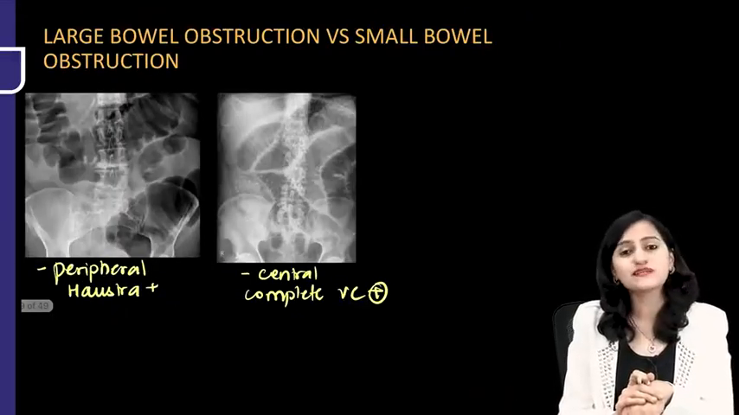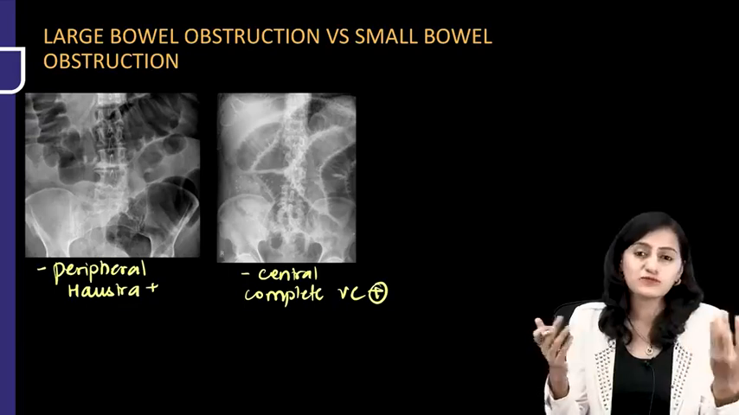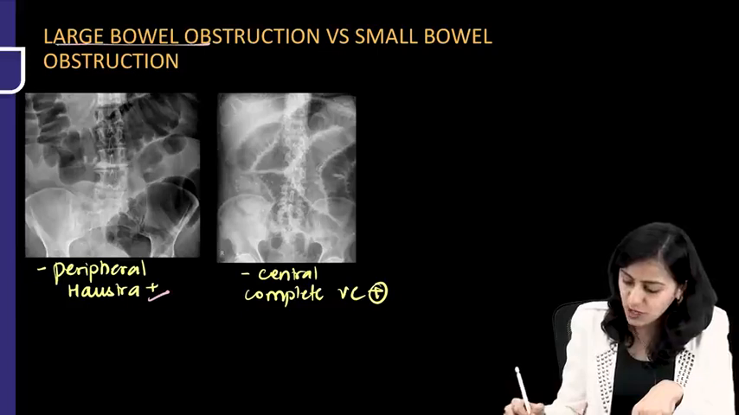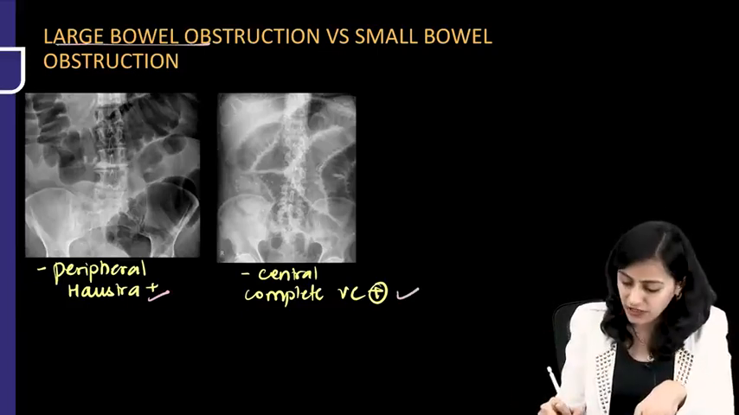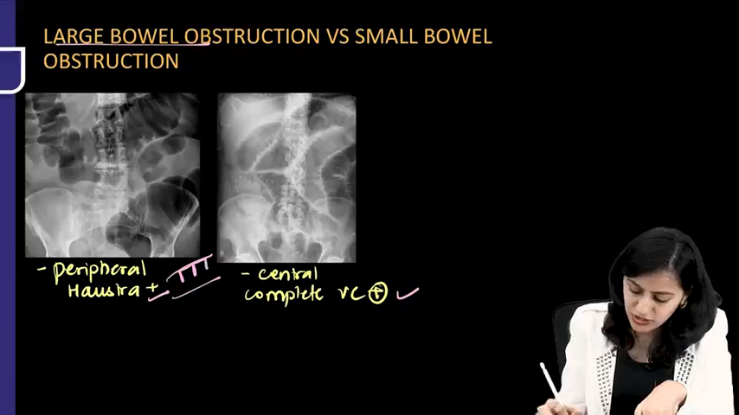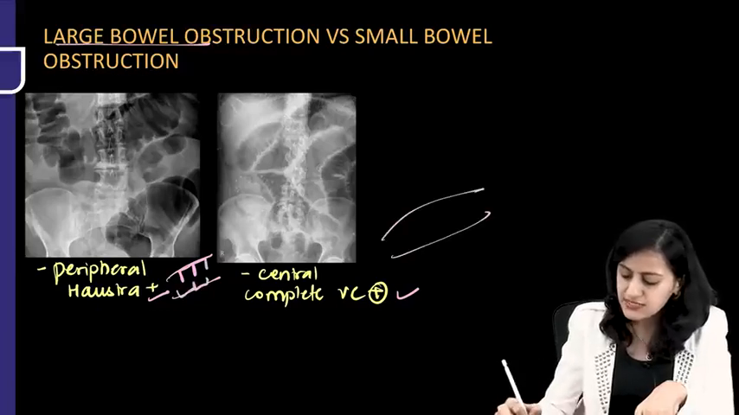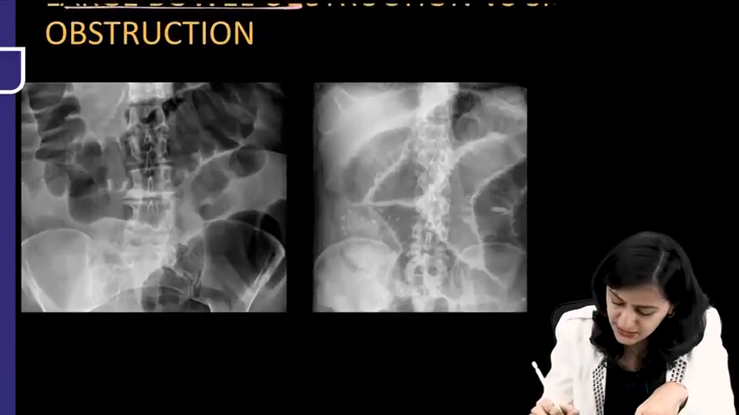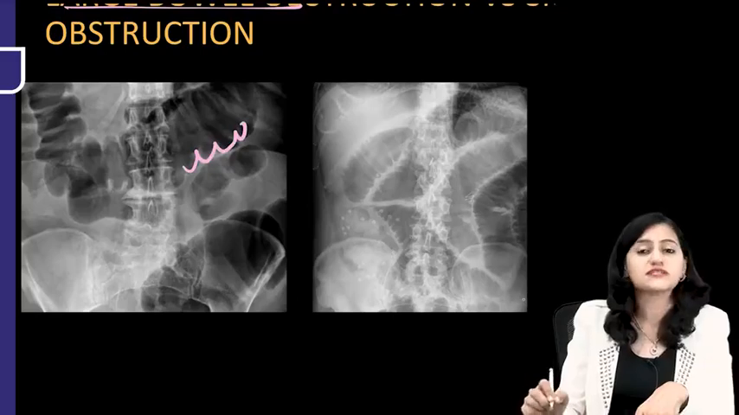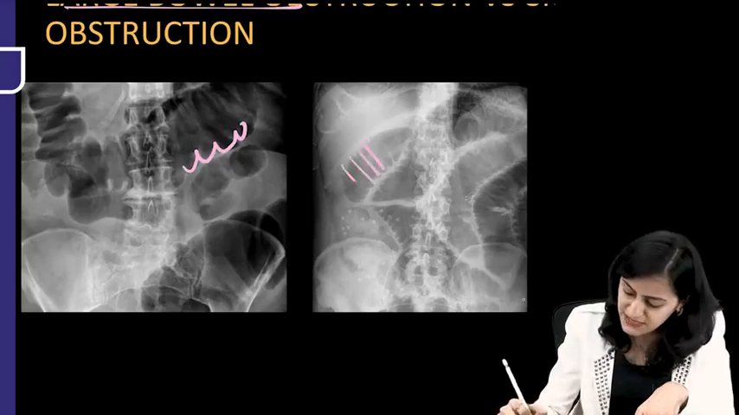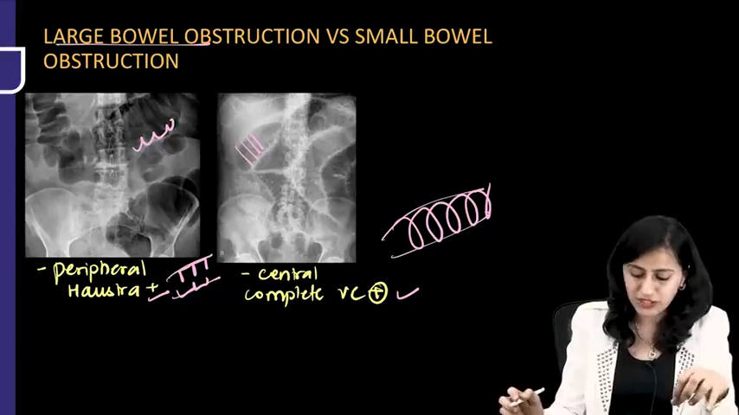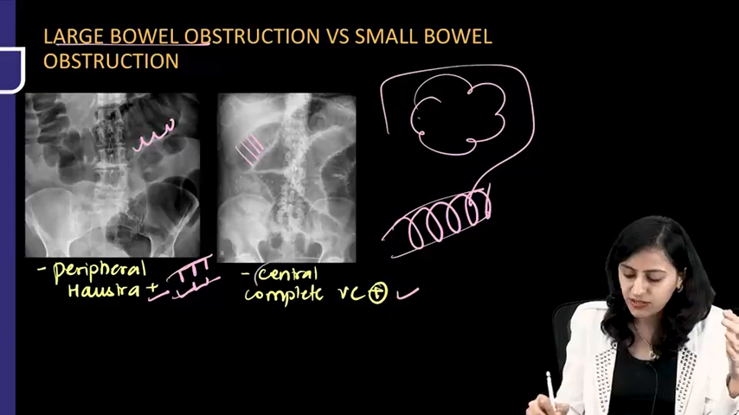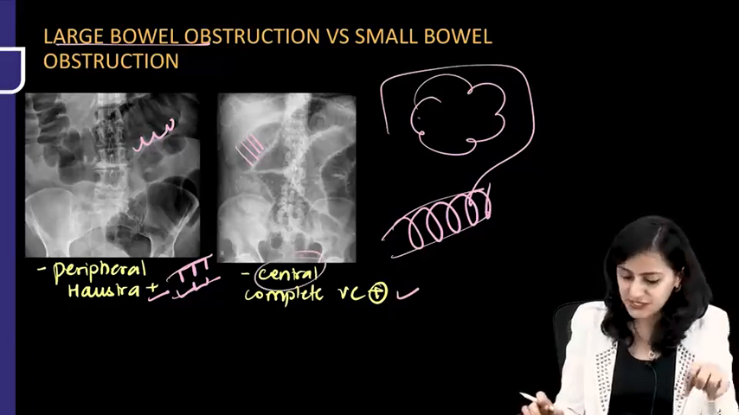Now, how do you differentiate a large bowel obstruction from a small bowel obstruction? It was asked in one of the recent exams. Large bowel has haustrations, small bowel has complete rings, the valvulae conniventes. Large bowel haustrations are incomplete projections, small bowel has complete rings. Look at this one: these are the incomplete projections, so this is a large bowel. These are the complete rings, so this is small bowel obstruction. Large bowel is located more in the periphery, small bowel more in the center. That is how we differentiate.